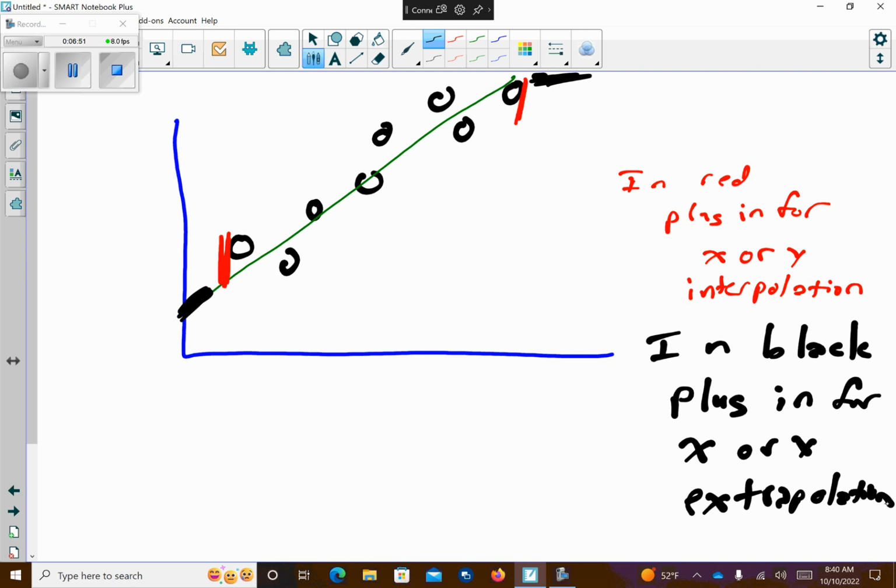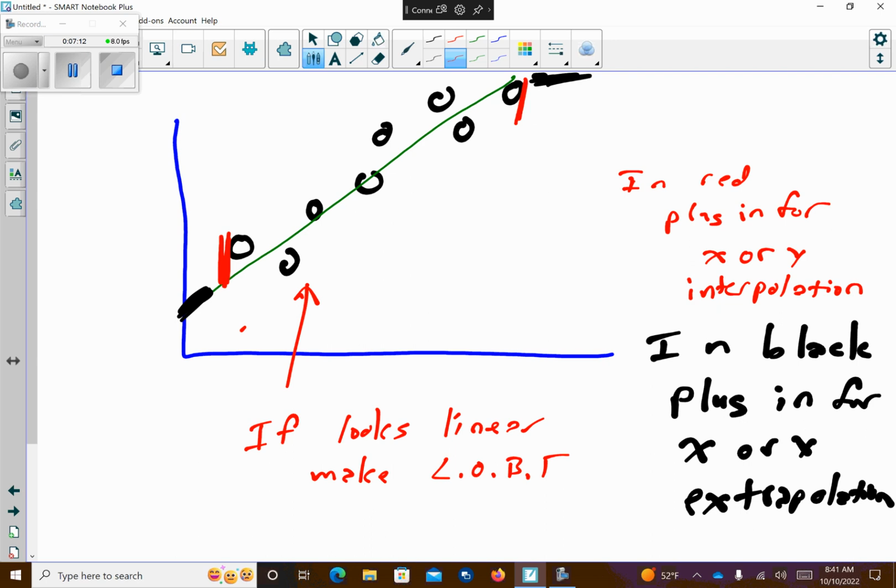Who knows? All right, so things to note when you have a linear thing. If it looks linear, make the line of best fit. Line of best fit. Okay. If it looks like a curve, don't try and make a curved equation out of it. There's other things that we can do to get that, but we're not going to take care of that.